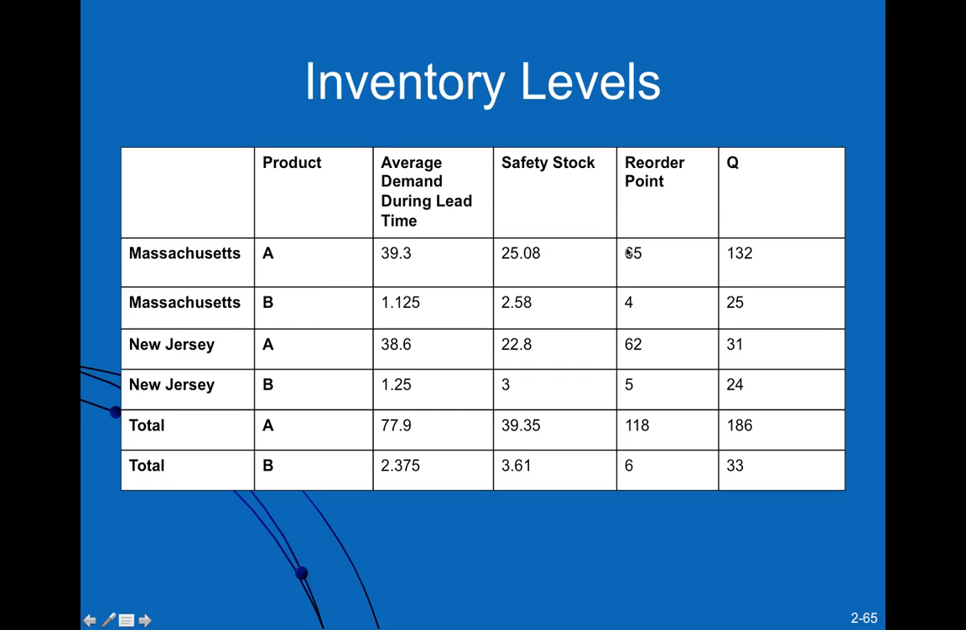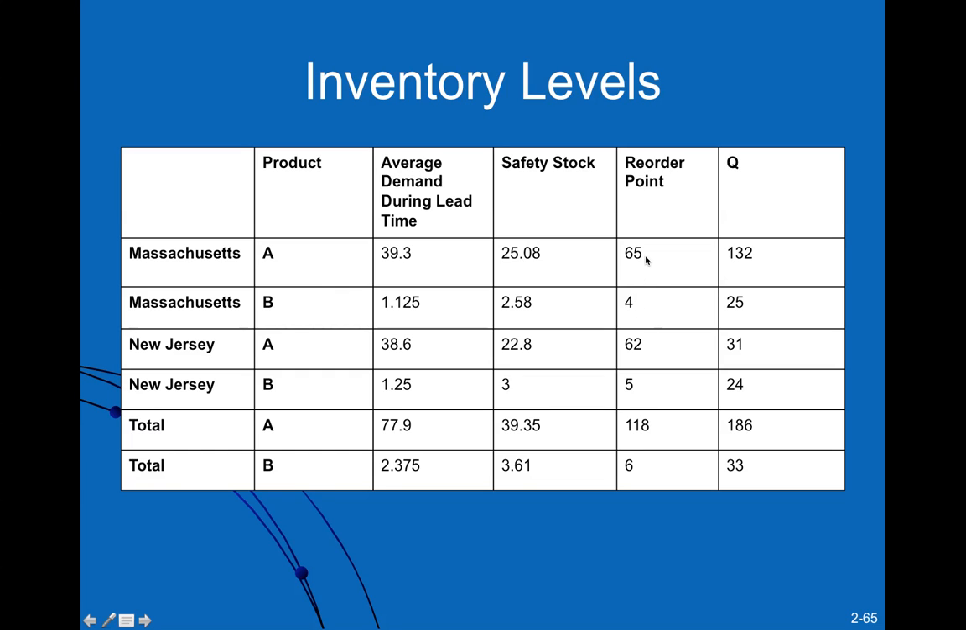And that gives us our reorder point. So we've calculated reorder points for item A at Massachusetts and item B at Massachusetts, item A at New Jersey, and so on. They look relatively close: 65, 62, 4, and 5, and so on. However, when we combine them, we will see that we get a little bit of a benefit.